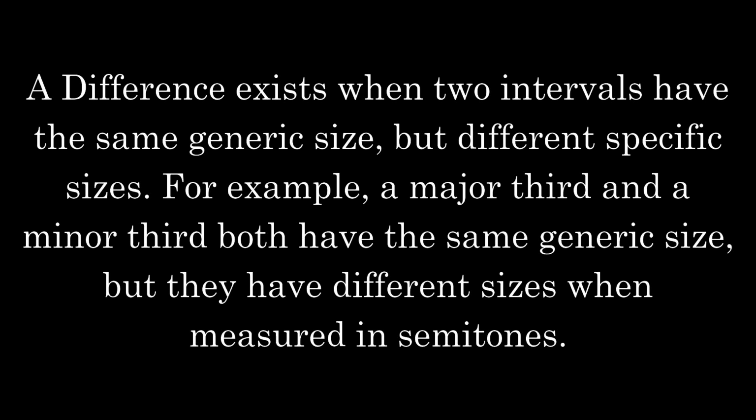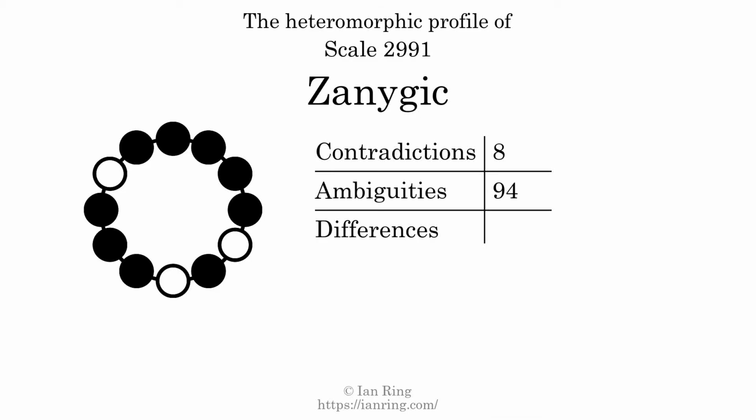A difference exists when 2 intervals have the same generic size, but different specific sizes. For example, a major third and a minor third both have the same generic size, but they have different sizes when measured in semitones. The number of differences in this scale is 180.